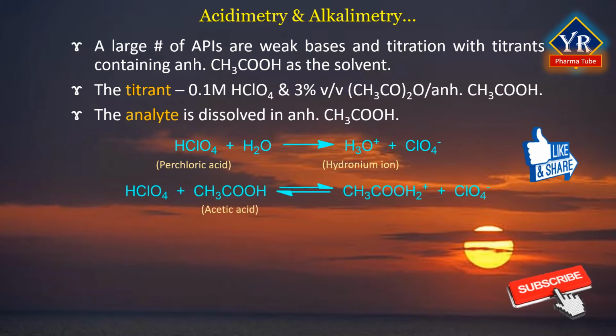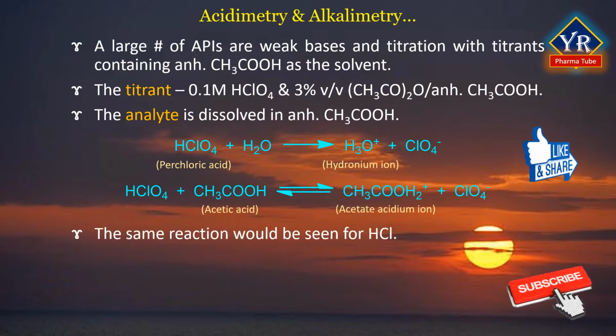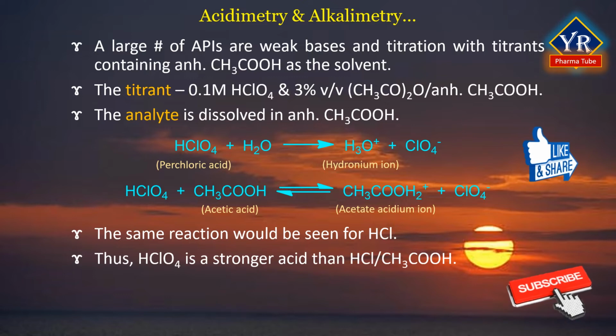In acetic acid solvent, which is less basic than water, acetic acid functions as a base and combines with protons donated by perchloric acid to form protonated acetic acid, which is termed acetate acidium ion. The equilibrium constant of this reaction is small, that is, the equilibrium is shifted towards the left-hand side of the reaction. The same reaction would be seen for hydrochloric acid, but the equilibrium constant would be even smaller. Thus, perchloric acid is a stronger acid than hydrochloric acid in acetic acid.